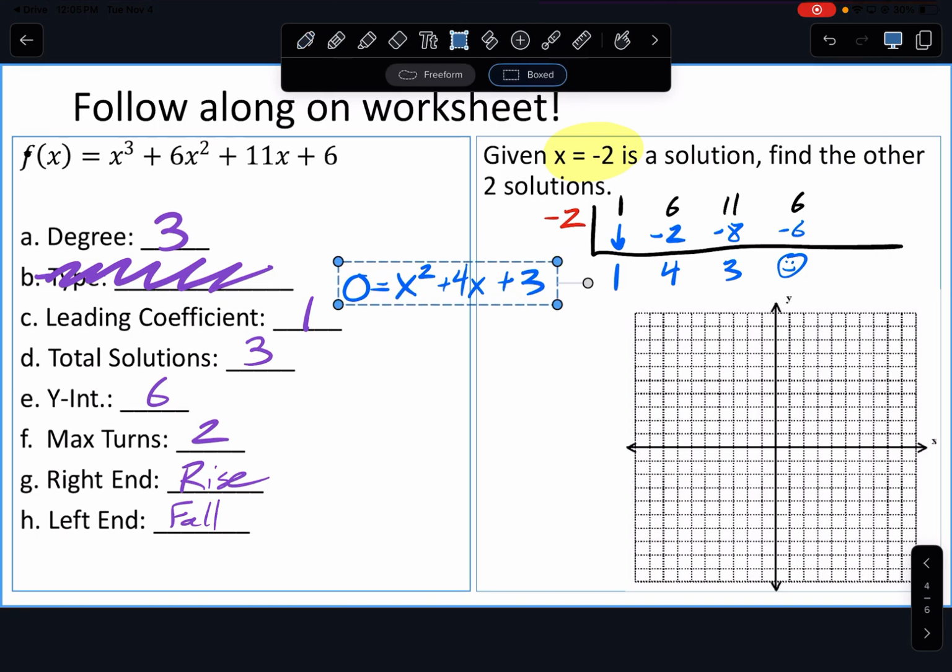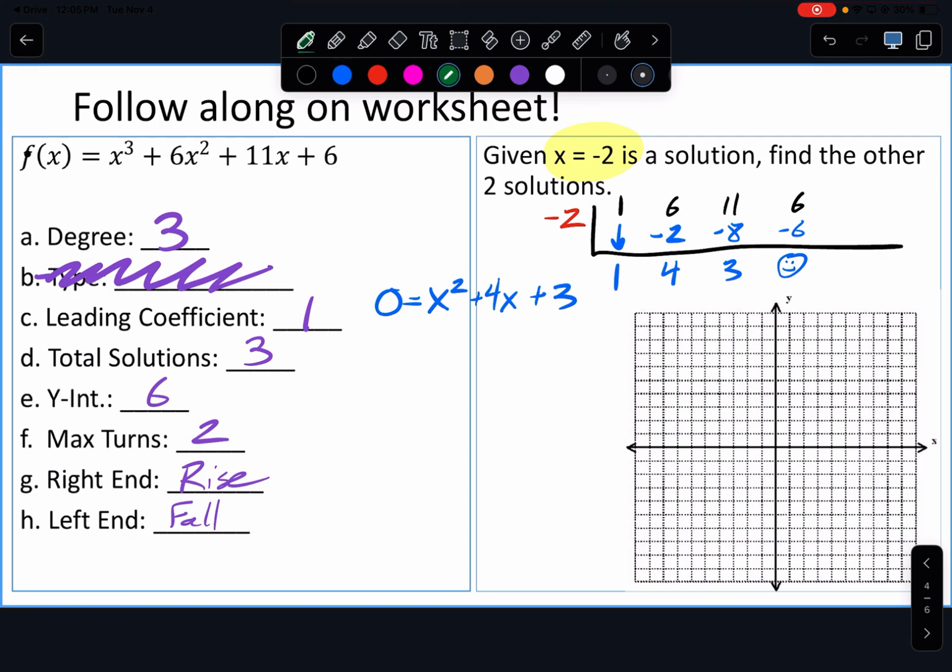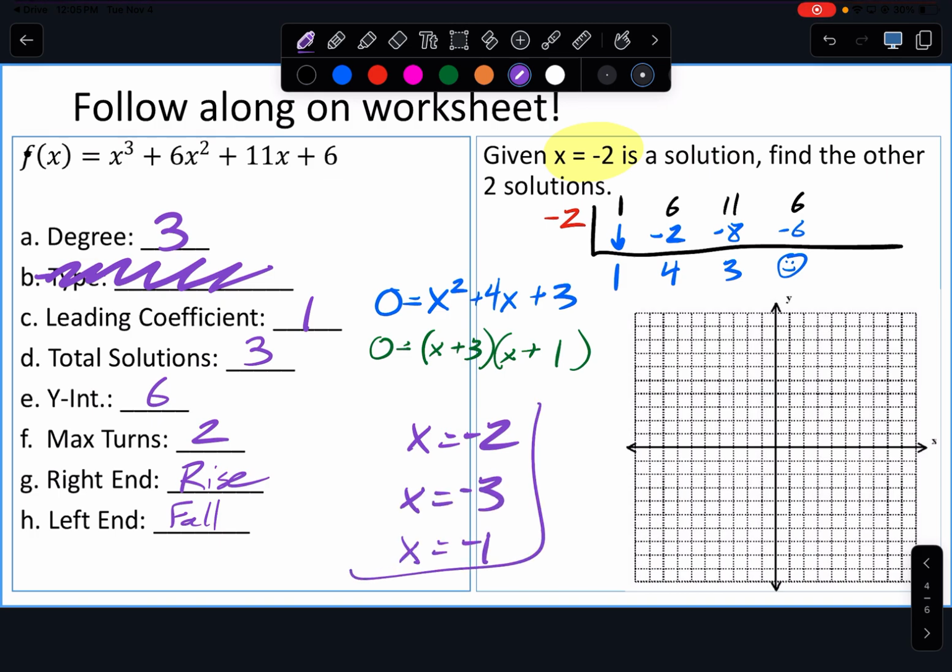Now, what would I do with this to find solutions of it? Jackson, what'd you say? Factor it. You're right. Great. x plus 3 times x plus 1, because the factors of 3 that add up to 4 are plus 3 plus 1. So then our solutions to this are going to be x equals -2. That's the one they gave us, right? x equals -3, and then x equals -1.